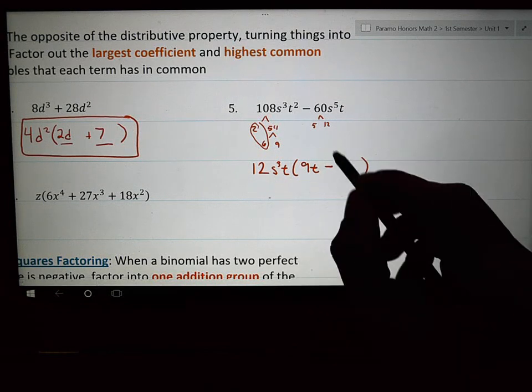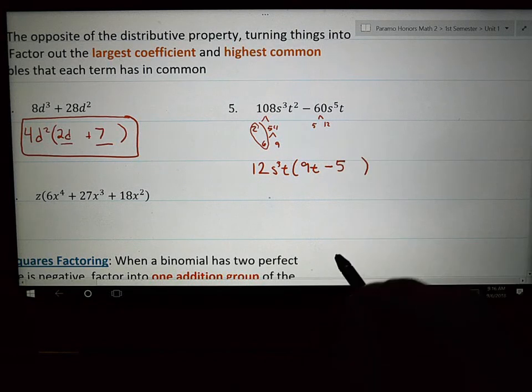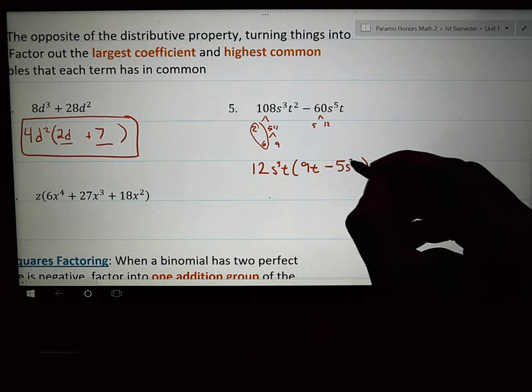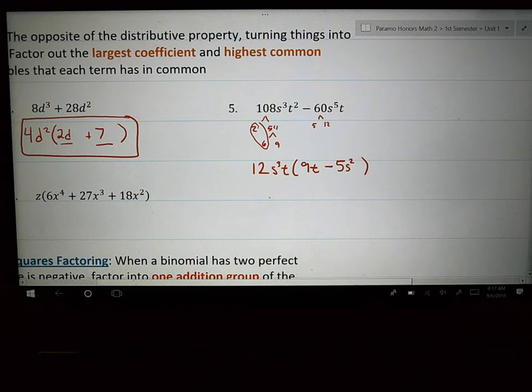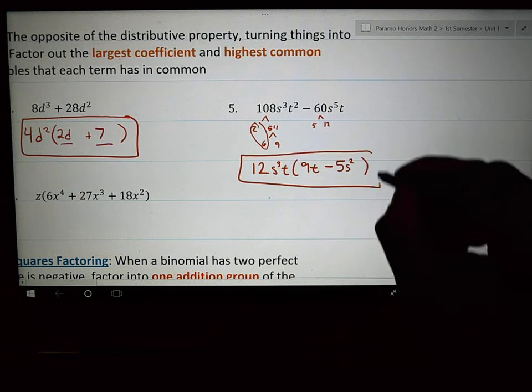12 times what? What's the coefficient? 5. How many more S's do I need? 2. Do I need any more T's? No. There's your answer.